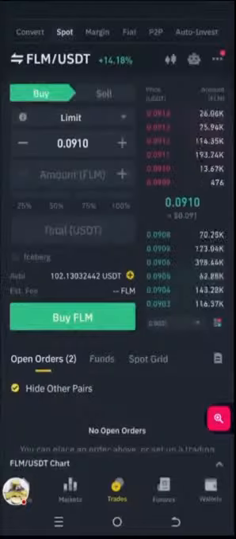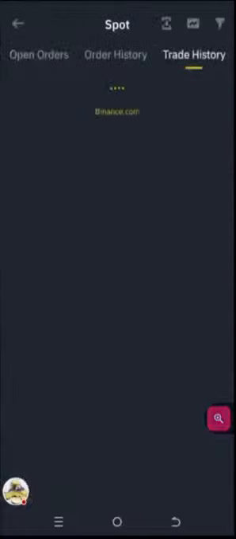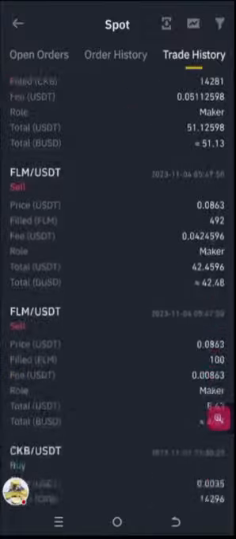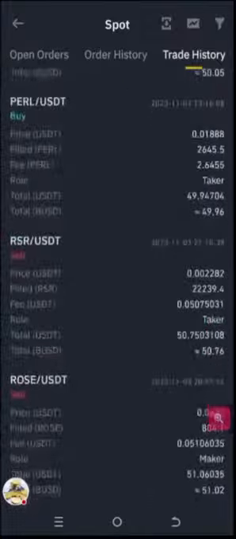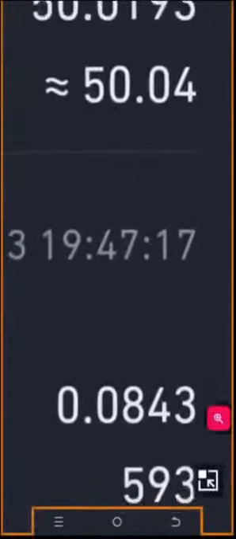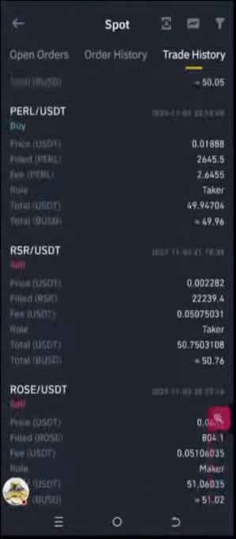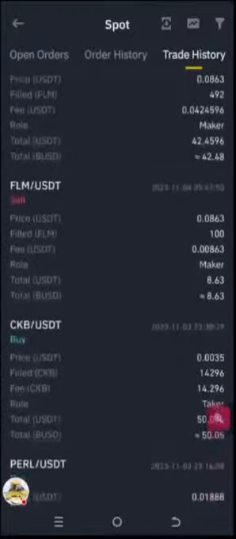I love to see the timing so that we can have an idea, because I got people asking me the question: how long does it take to execute? Well, you check the time that we bought it. We bought FLM, and let me check the time. That was at 1947, which was about 7:47 p.m., almost 8 o'clock. And then it got sold when, let's see how long that took.